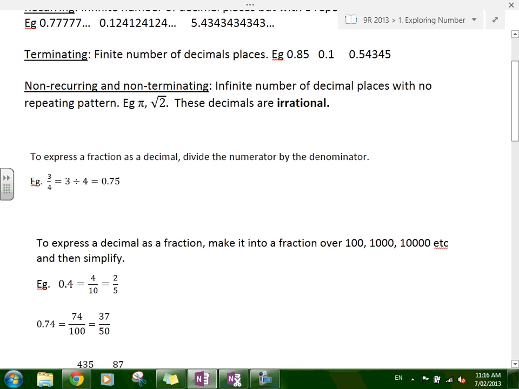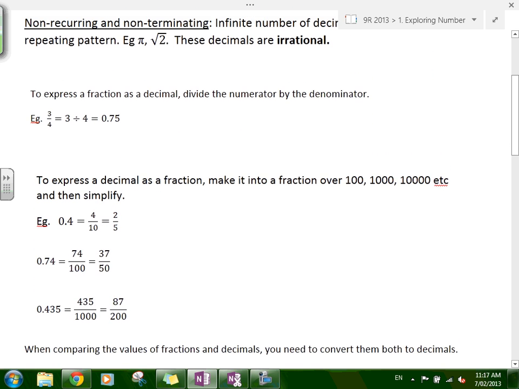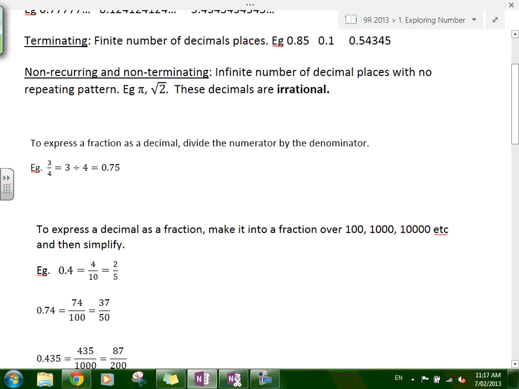But again, the calculator does it for you. Put the decimal in, press equals. But you should be aware, it should be very straightforward for a terminating decimal. You should just be able to write it over the appropriate power of 10 and simplify. The good thing about a calculator is it simplifies it for you. So you should all know how to do fractions into decimals and decimals into fractions. Again, you've done it before.